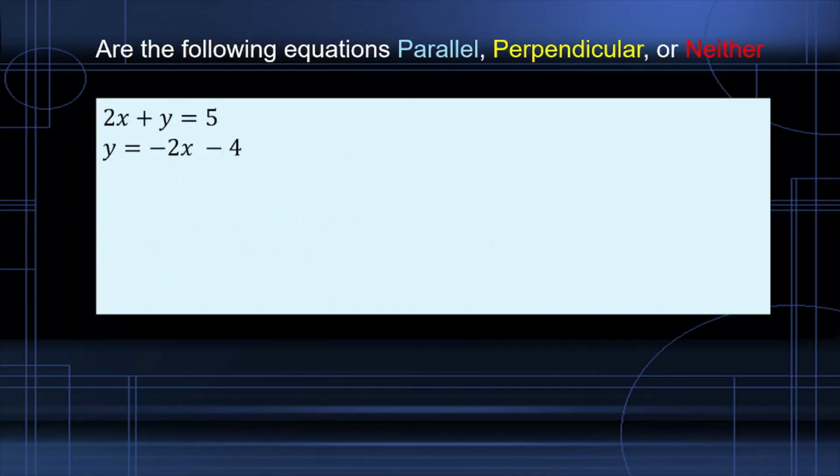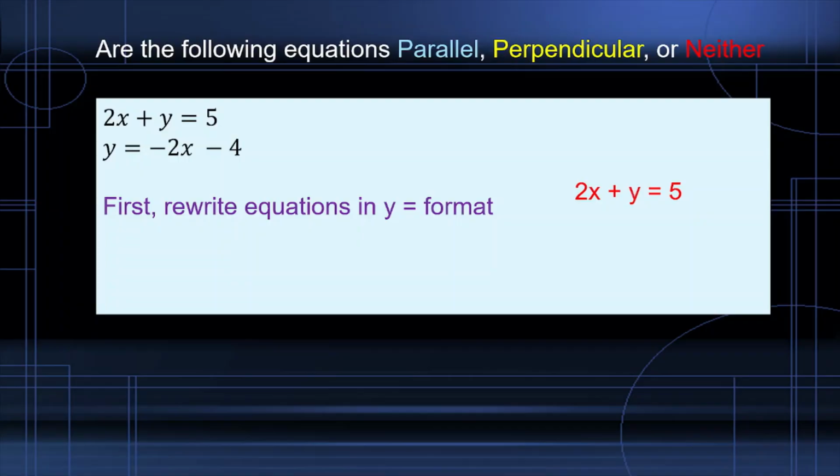Let's try another one. 2x plus y equals 5, and y is equal to a negative 2x minus 4. First thing we need to do, though, is let's rewrite this in y equals format. It's hard for me to figure out what the slope is if I don't have it in that slope form. So I'm going to take that equation, 2x plus y is equal to 5, and I'm going to solve it for y. The first thing I'm going to do is subtract 2x from both sides of the equal sign. That tells me that y is equal to a negative 2x plus 5.